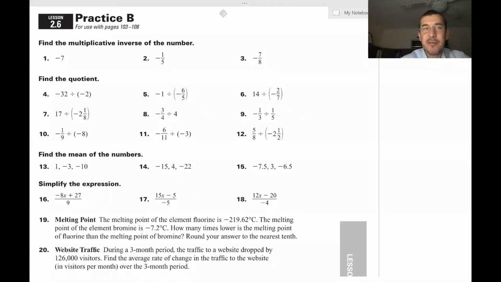Hello, everybody. This is Algebra. We're doing section 2.6, which is about dividing real numbers. We're going to do practice B today.